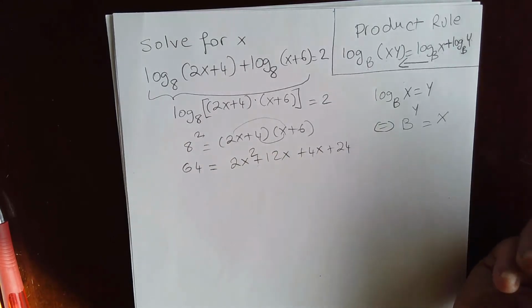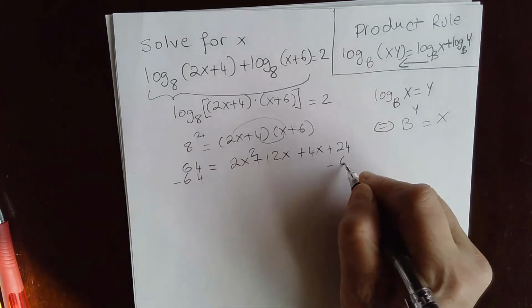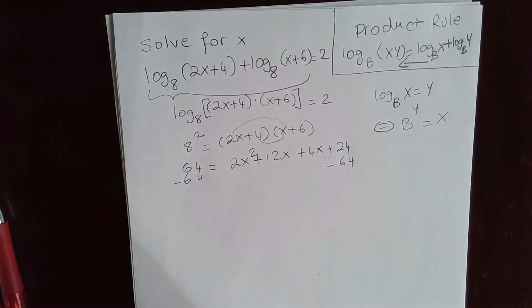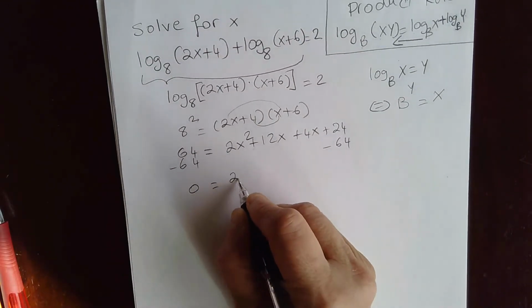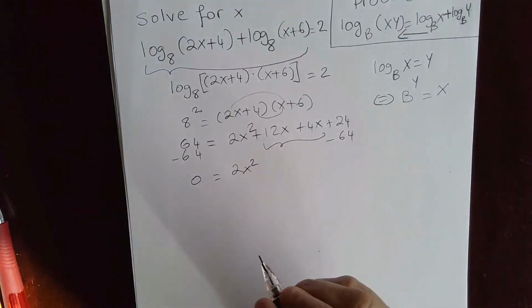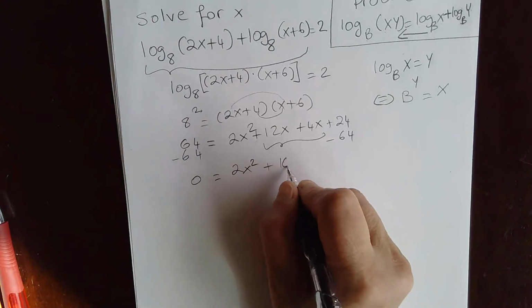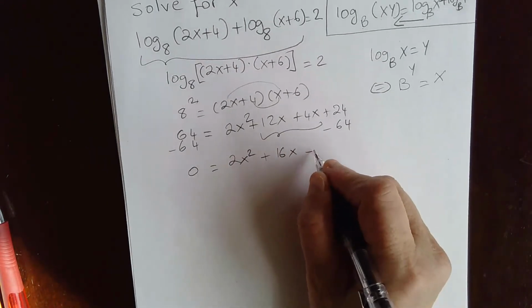Now we need to take 64 to the other side of the equation. We need to make one side equal to 0. So here we have 0 equal to 2x squared. Combining like terms, 12x plus 4x will give us 16x. 24 minus 64 will give us negative 40.